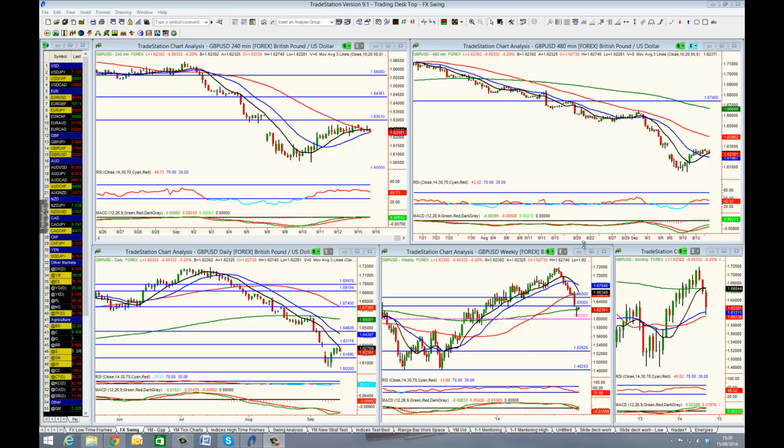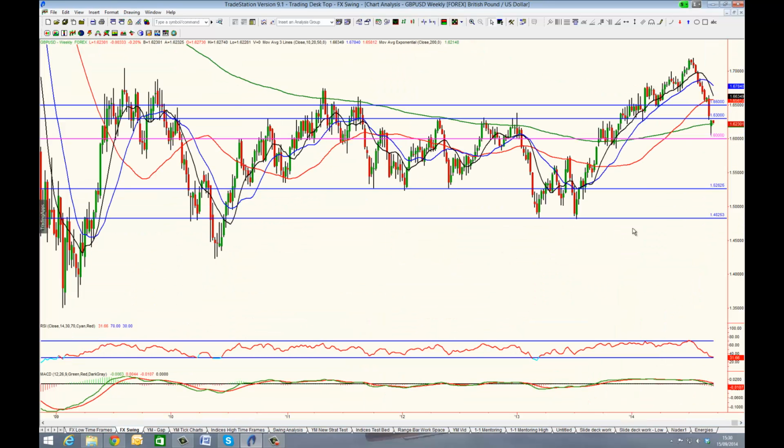If we take a look at cable to start with, I started talking about cable last week to our members. If we take a look at the weekly chart, we can see it's been in an uptrend for some time, and now we've had a big, rather healthy pullback to the downside. We've also broken through a number of levels, and you can see I've got some levels marked on this weekly chart that have certainly been tested many times in the past.